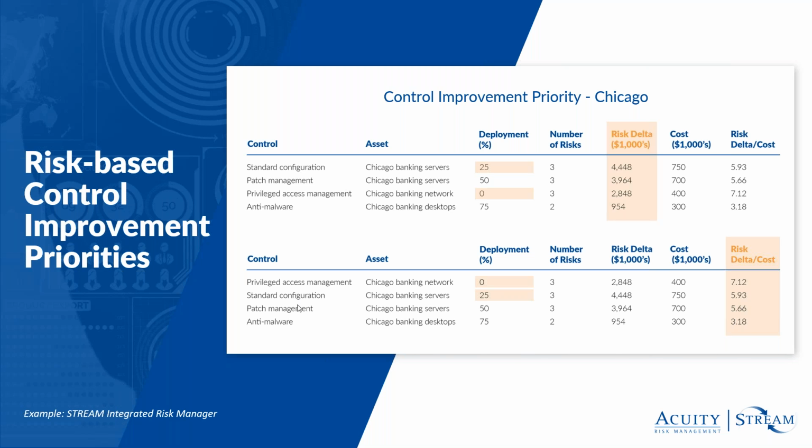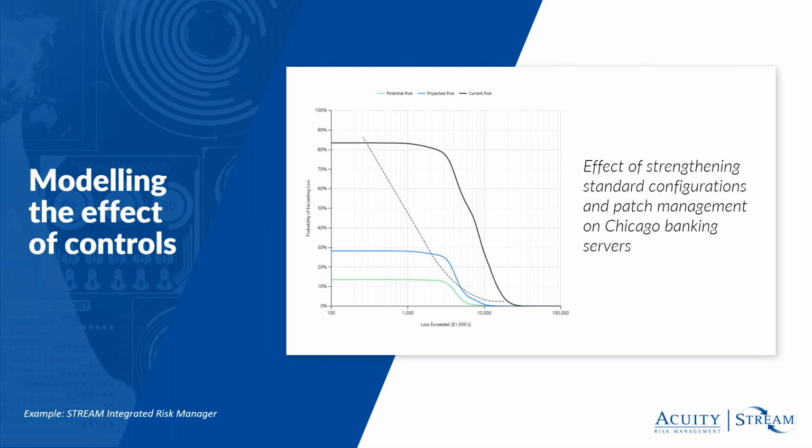And here we've got a slightly different order in terms of our priority for addressing these security programs. And we can also look at it from a risk-based perspective. So we're taking the two, standard configuration and patch management, and we're remodeling the financial risk profile here. And here we can see that we're actually getting quite close just by improving standard configurations and patch management. That's going to get us quite close to our risk tolerance. And then if we were to address the other two security programs, then we can see from this green line, the potential risk is going to take us beneath our risk tolerance.